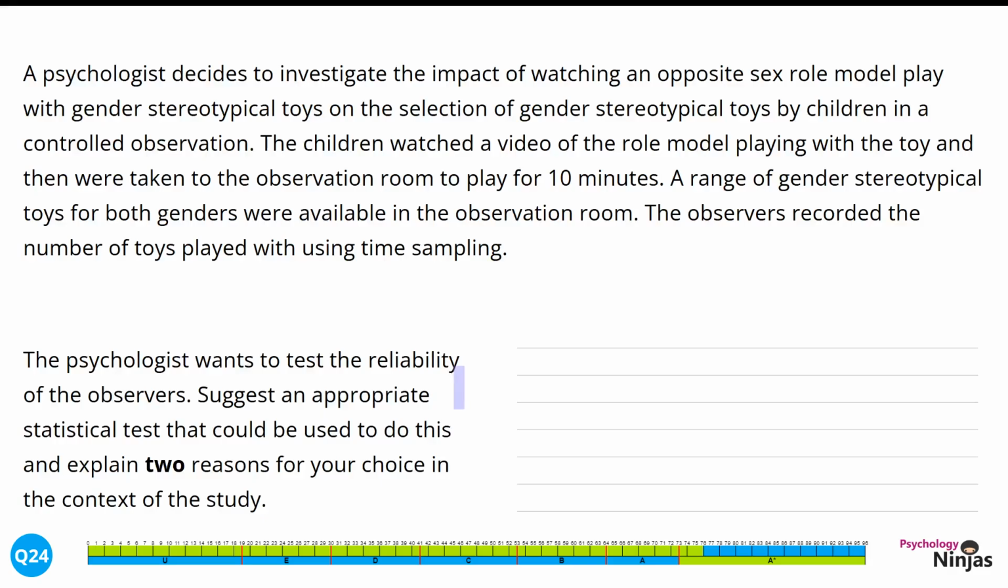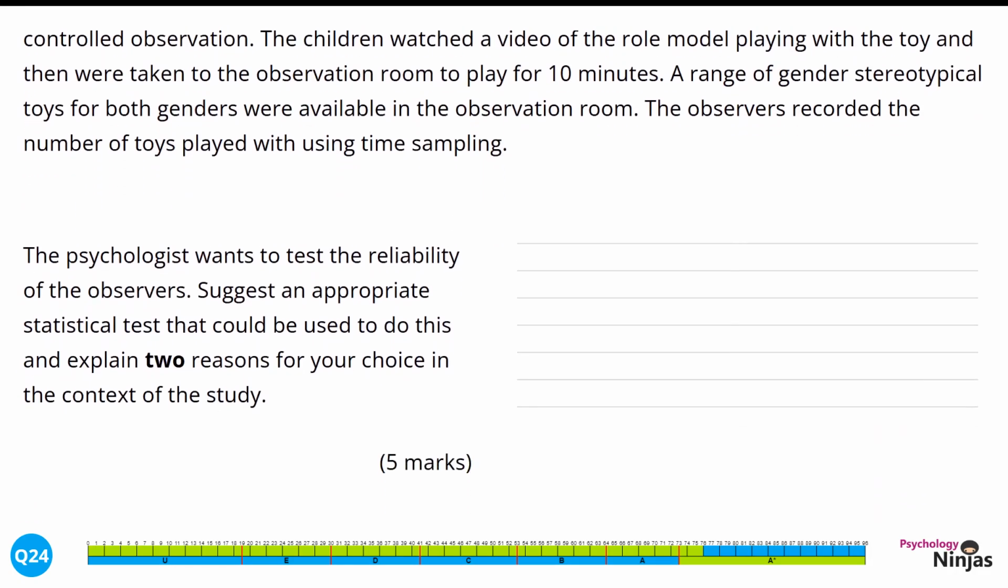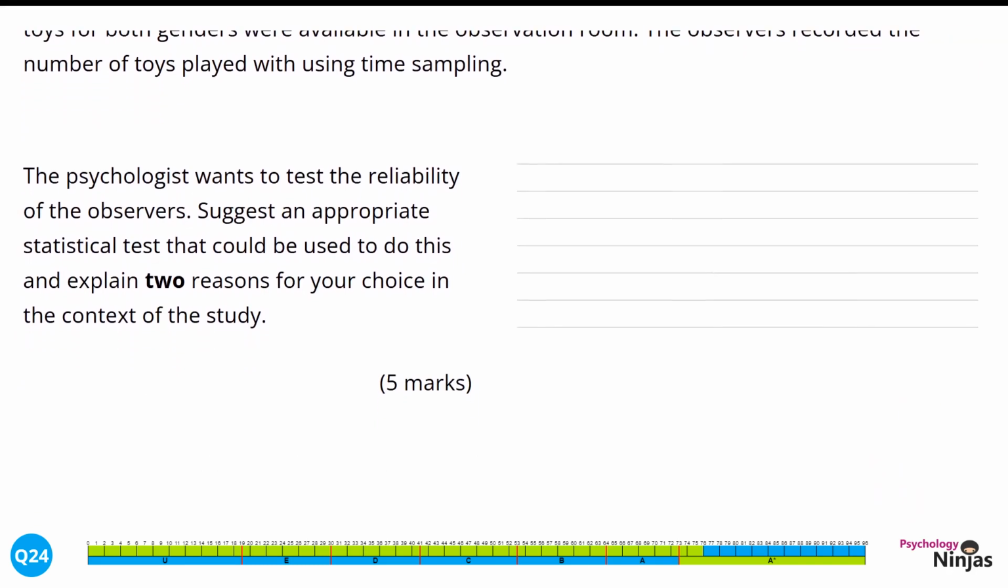The psychologist wants to test the reliability of the observers. Suggest an appropriate statistical test that could be used to do this, and explain 2 reasons for your choice in the context of the study, 5 marks. There are 2 different command words within this question. The first one is suggest. Within our suggestion, we need to identify an appropriate statistical test that we can use, and this is an AO1 mark. Our second command word is to explain, and we need to give detail and extension to our explanation.